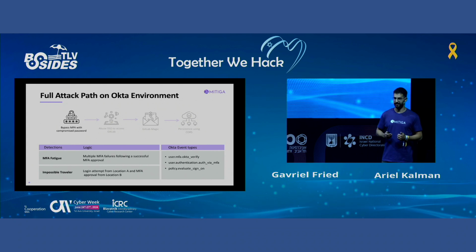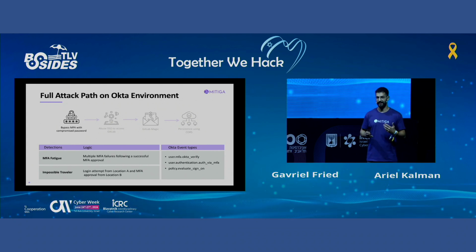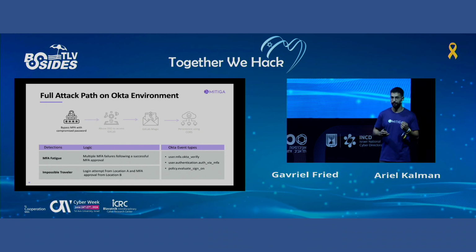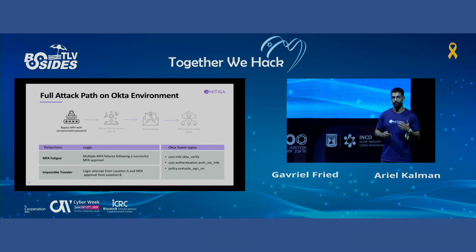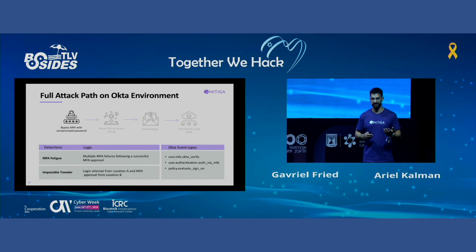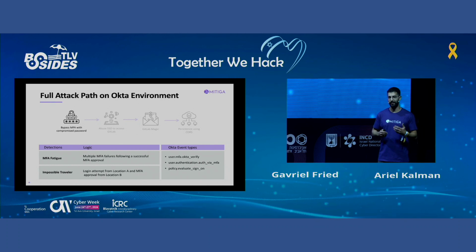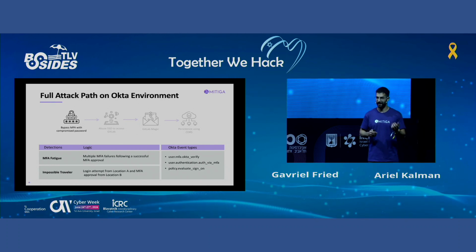First is MFA fatigue. This occurs when a threat actor repeatedly tries to log in to a real user's account, triggering push notifications. After multiple denials, the user may approve it to stop the notifications. Detect this by looking for multiple MFA failures followed by a successful one.